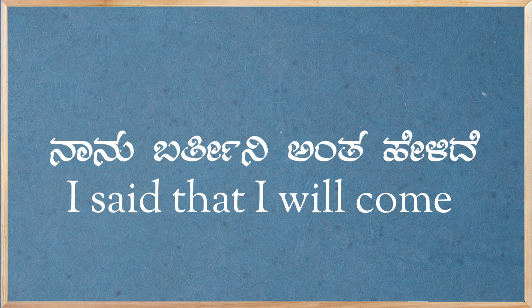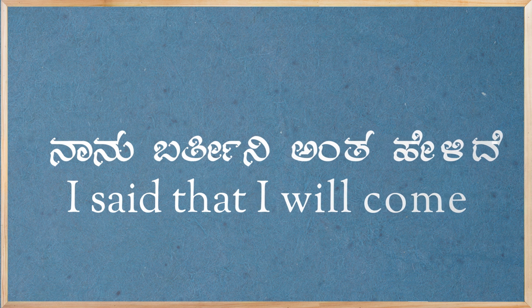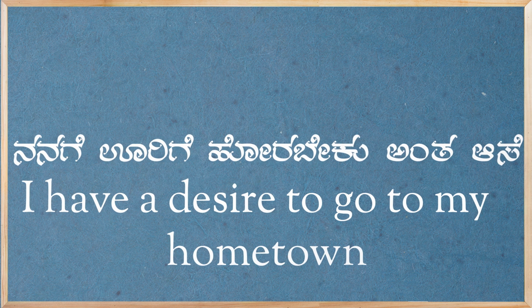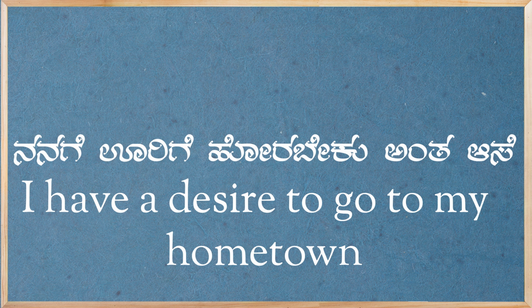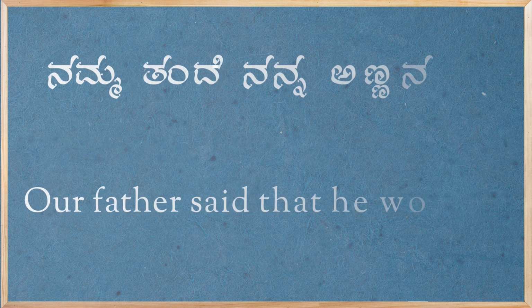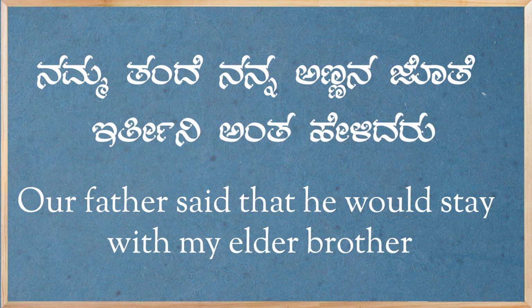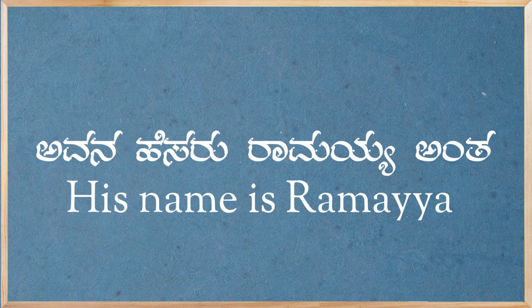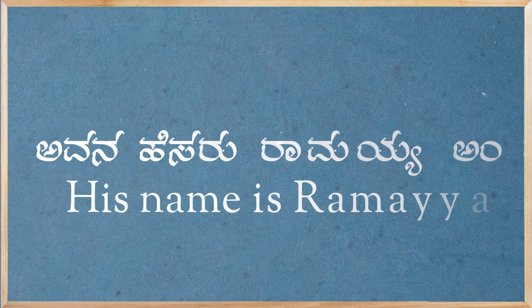For example, ನಾನು ಬರ್ತೀನಿ ಅಂತ ಹೇಳಿದೆ. I said that I will come. ನನಗೆ ಊರಿಗೆ ಹೋಗಬೇಕು ಅಂತ ಆಸೆ. I have a desire to go to my hometown. ನಮ್ಮ ತಂದೆ ನನ್ನ ಅಣ್ಣನ ಜೊತೆ ಇರ್ತೀನಿ ಅಂತ ಹೇಳಿದ್ರು. Our father said that he would stay with my elder brother. ಅವನ ಹೆಸರು ರಾಮಯ್ಯ ಅಂತ. His name is Ramayya.